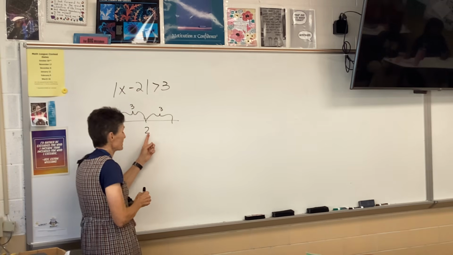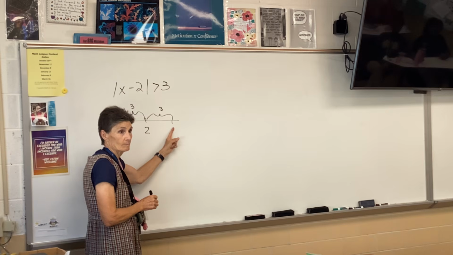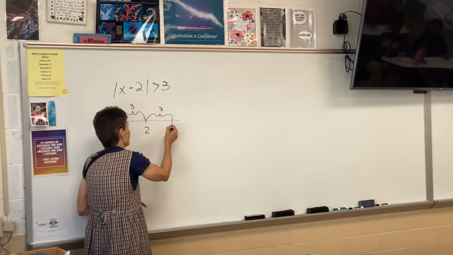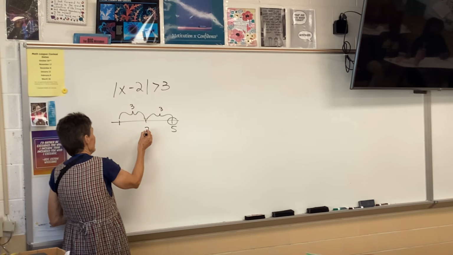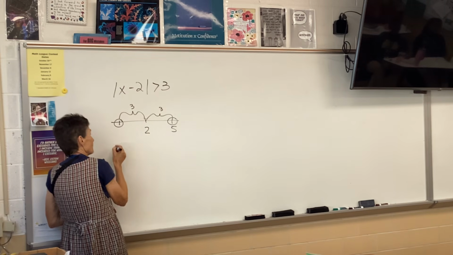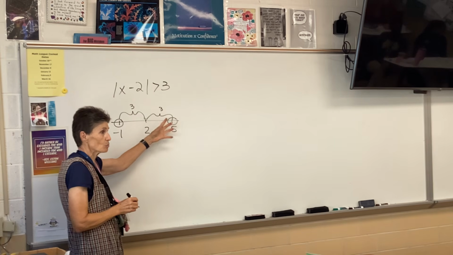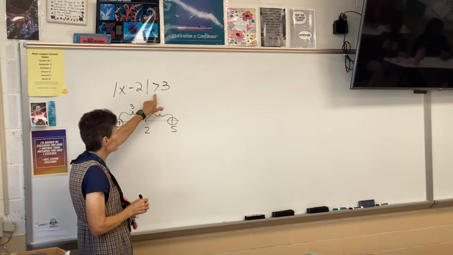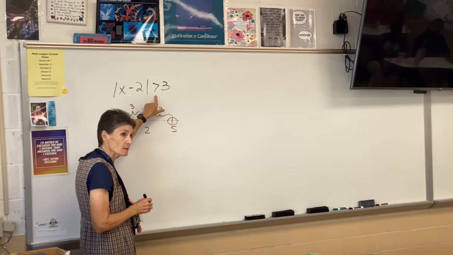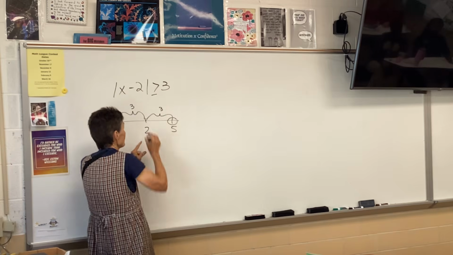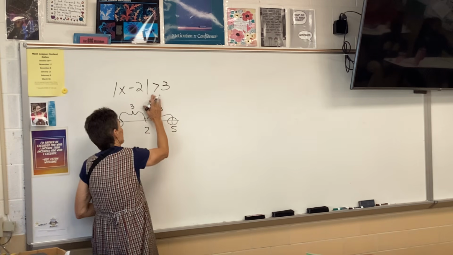Where will I be if I start at 2 and count forward 3? 5. And where will I be if I start at 2 and go backwards 3? Negative 1. And I put open dots there at those two numbers because, see that sign right there? It doesn't have an or equal to. If there'd been a line there, then those two dots would be closed. They're open.